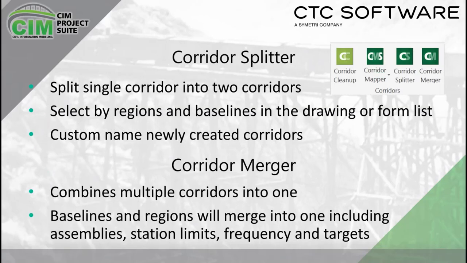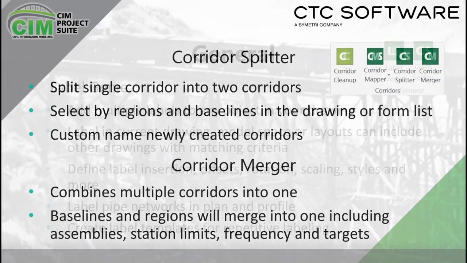We also have a corridor splitter, which will take our corridor and split it into two corridors. We can split a split corridor as many times as we want. We can select those by regions or baselines from a list in the drawing or pick it. And we can add custom names to the newly created corridors. All of these will be populated in our tool space. And then we can put them back together. So we can put any number of them back together, and that will delete them from our tool space and create just the one. And we can do that by selecting baselines and regions, and then set our frequency and targets, and it will put them all back together. Well, we'll include them what we had before.